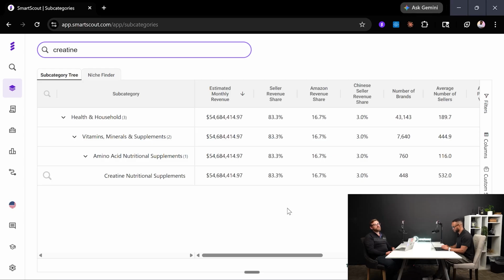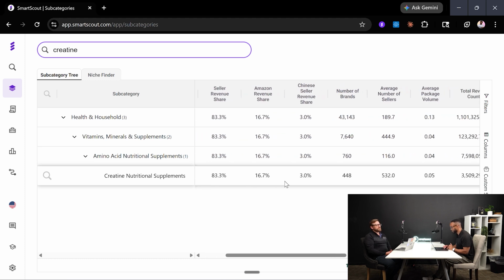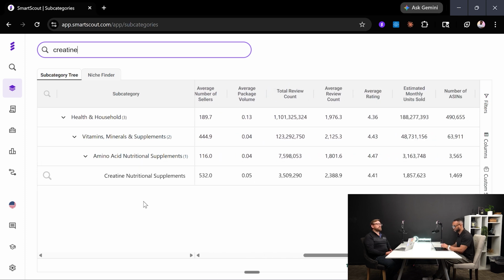Creatine is actually an amazing example because it's a category that's doing 54 million a year, or 54 million in monthly revenue. Yeah, sorry, monthly. So it's insanely large, and almost 500 brands. It's crazy. So going into such a category, your mind can be blown.